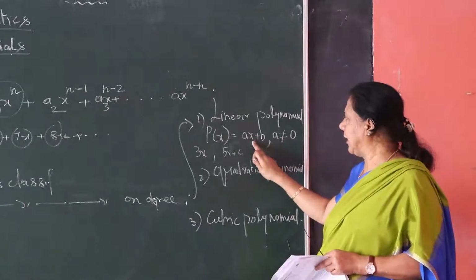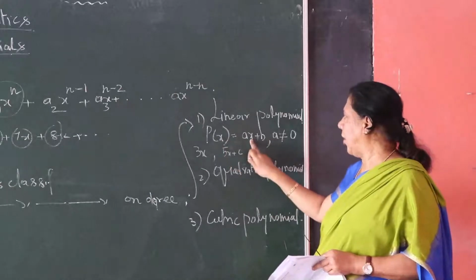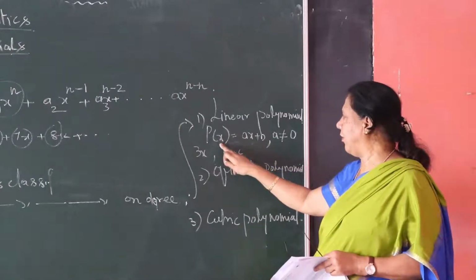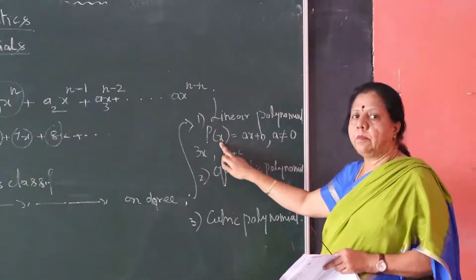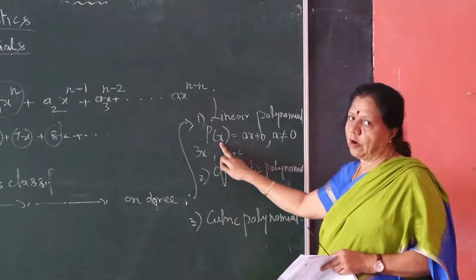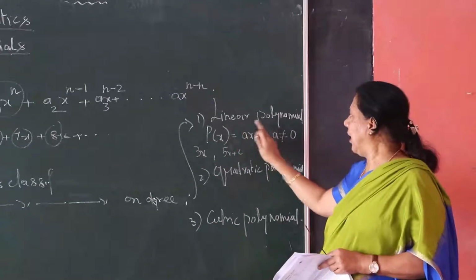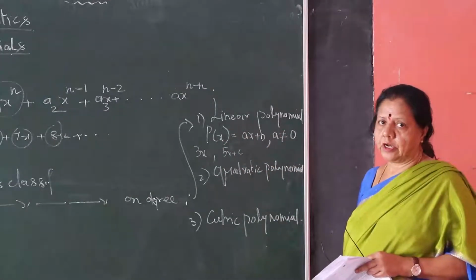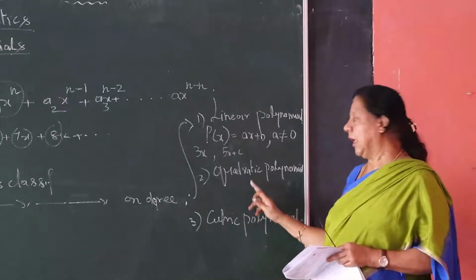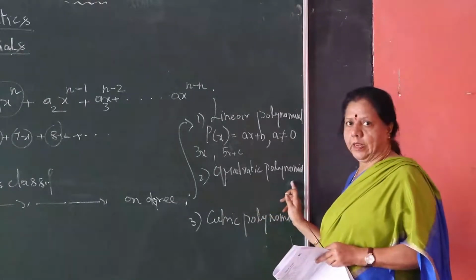Suppose x is there, that is why x. Suppose y is there, that is why y. Suppose z is there, it is z. We have to mention it in the bracket. Did you follow, children? This is what we call a linear polynomial.